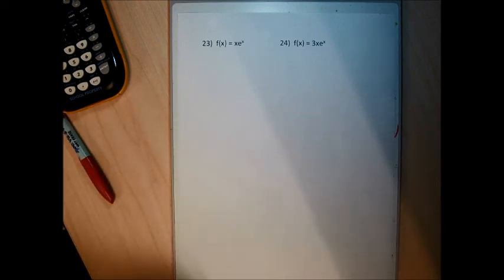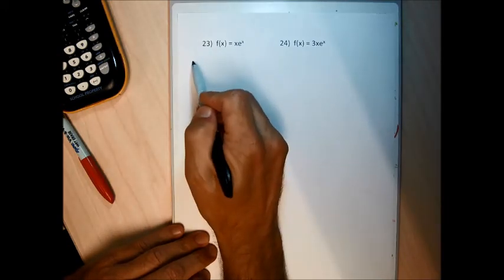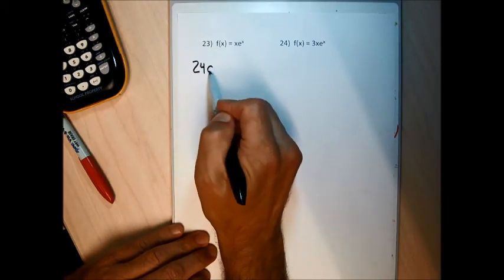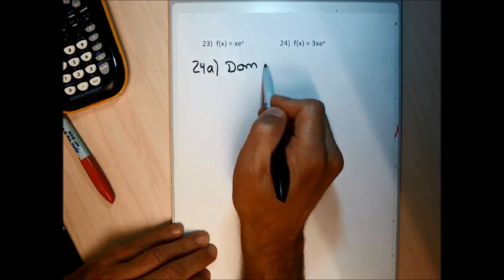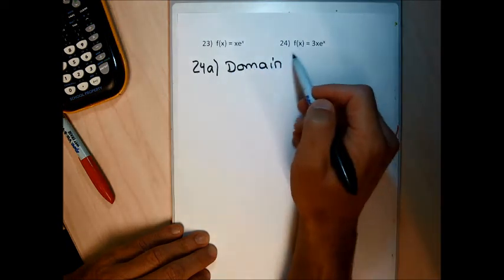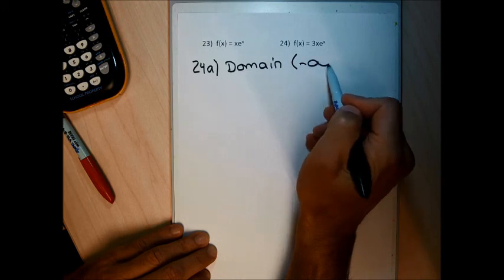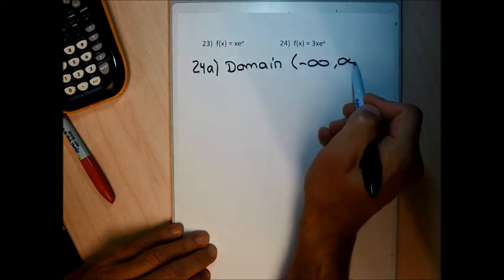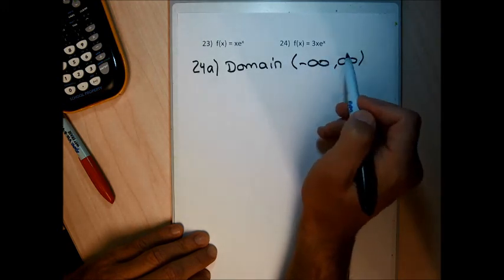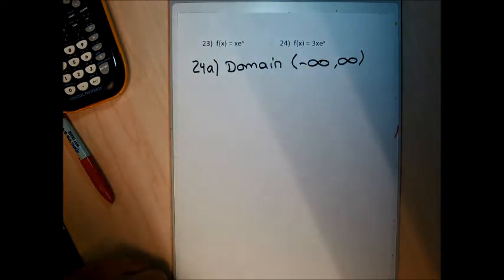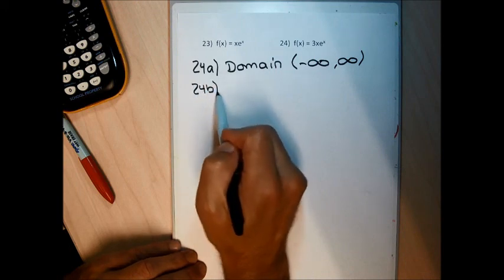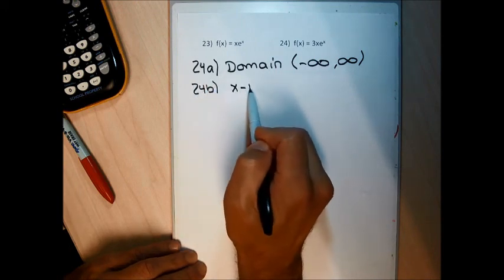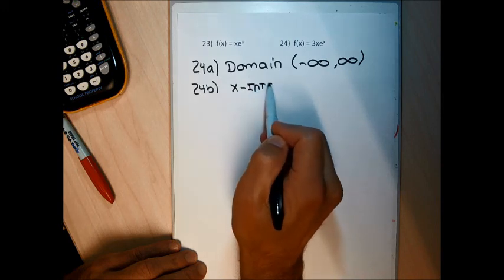So the parts that I need to do for 24 are part A, find the domain. And for every e function that we're going to do, the domain is going to be negative infinity to positive infinity. There's going to be no algebra to find the domain. There isn't any feature that would cause the domain to be restricted for any of our e problems. For part B, we're going to find the x-intercepts, or intercept if there's only one of them.